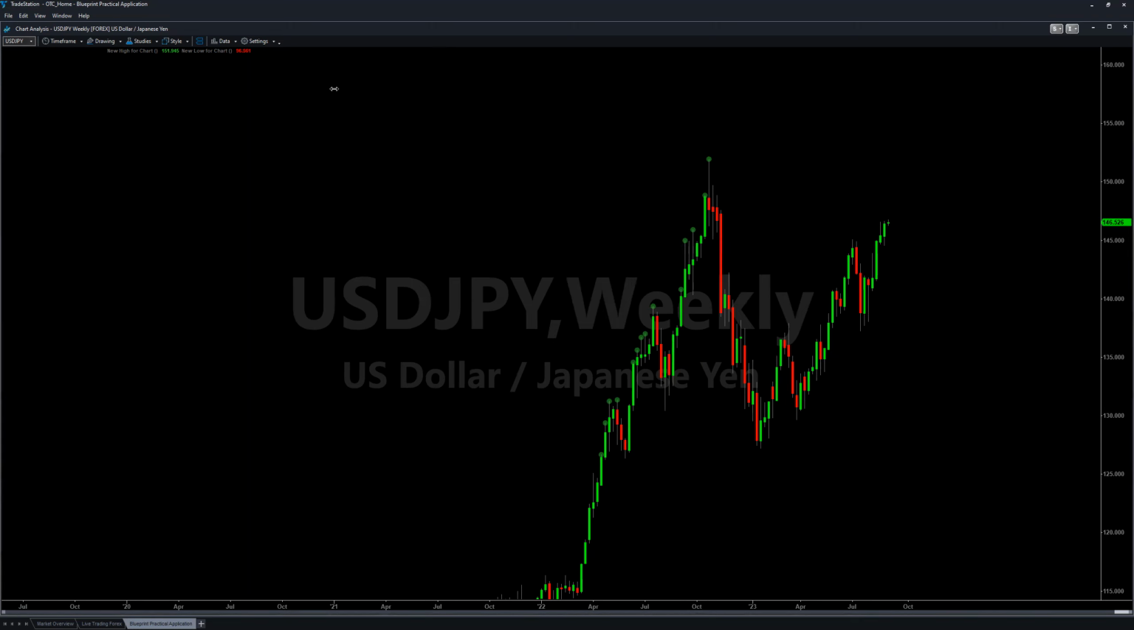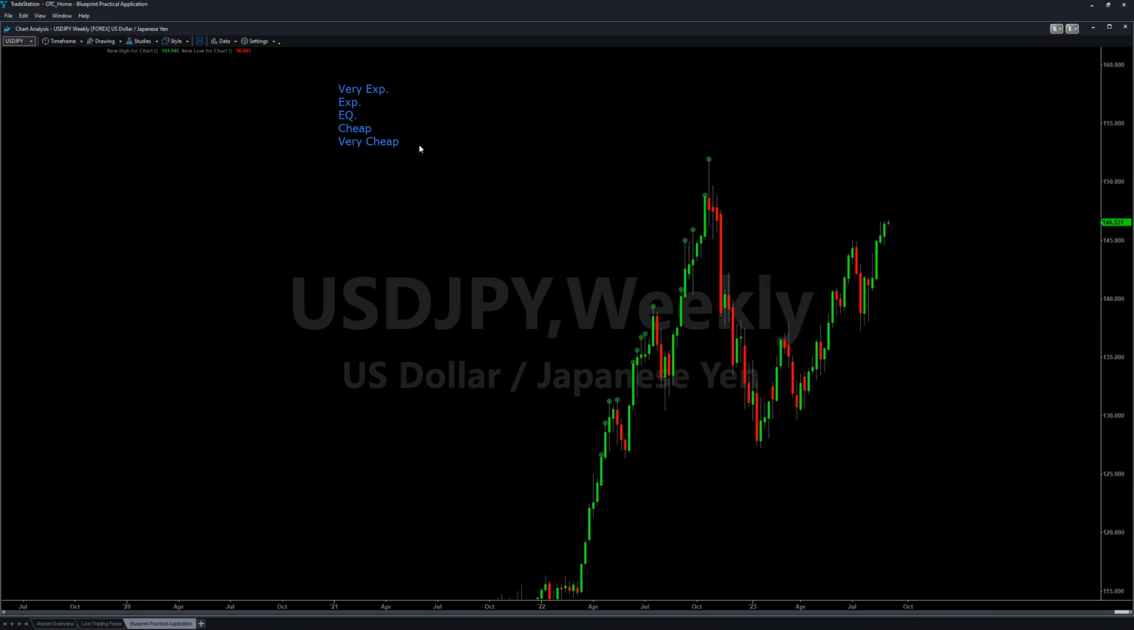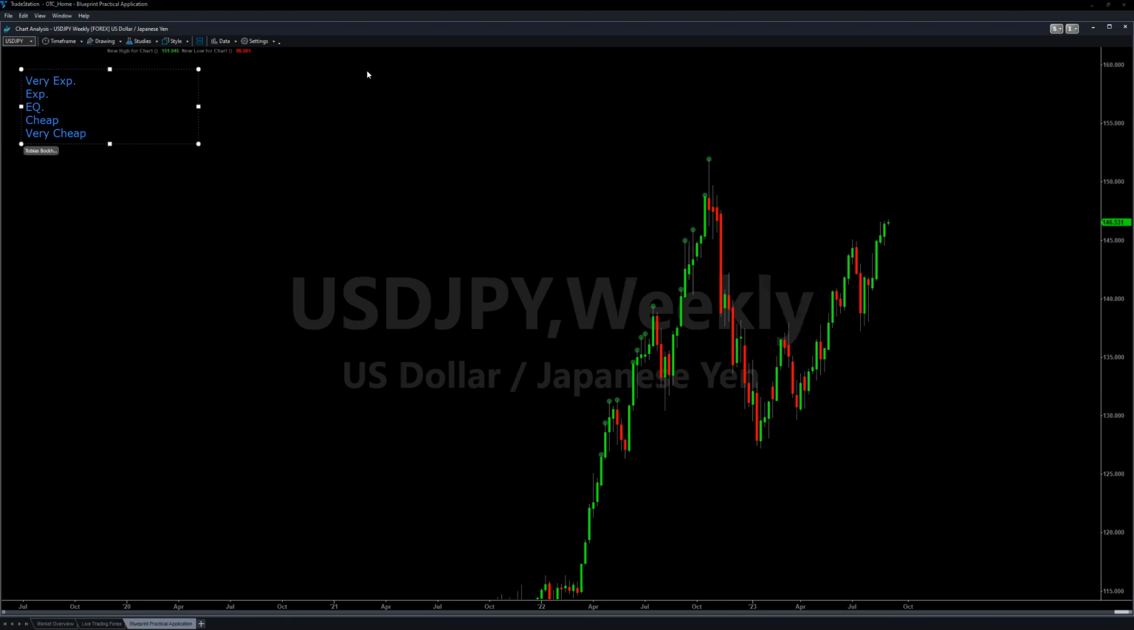We have the very expensive area, the expensive area, the equilibrium area, the cheap area, and the very cheap area. And of course we want to select this tool here.